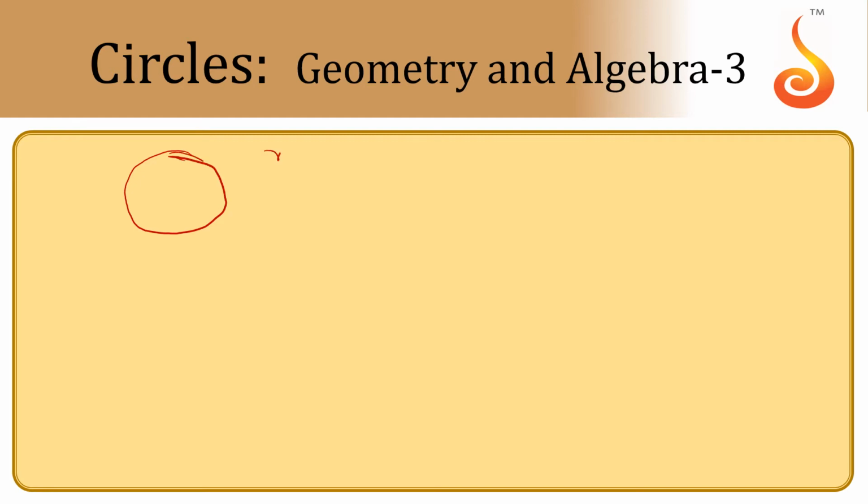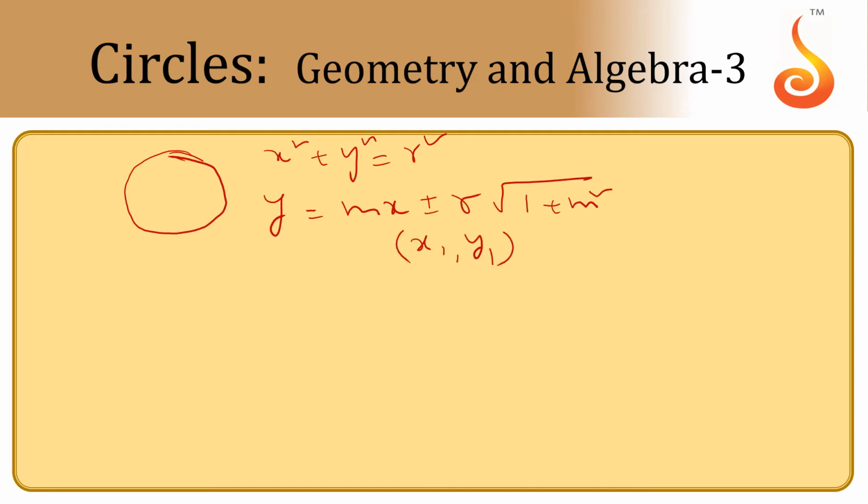Now x square plus y square equals r square is the circle. So when I write y equals mx plus or minus r root 1 plus m square, all the tangents to this circle are hidden in this. Suppose I keep a condition that the tangents pass through a given point x1, y1. Means these are the infinite tangents. I am applying a condition that, remember, m has infinite values.